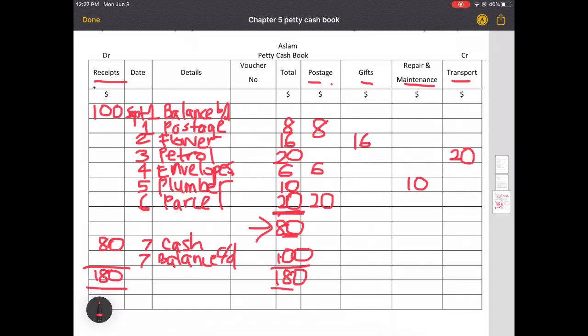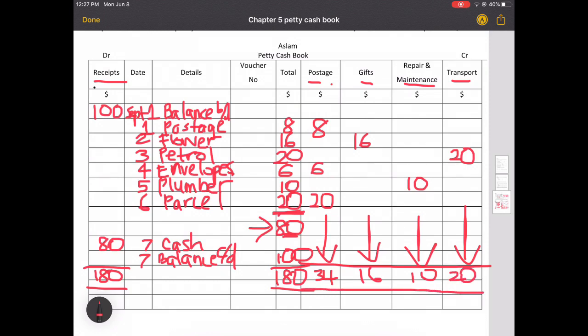So I'm going to close that. But I will also bring down the total for each column here. Here would be 34. Here would be 16, here would be 10, and here would be 20. Why did I do this? Why do I have to bring down the total for each column? So that it's easy for you to check if it's correct. So, for example, to check that your total here is correct, 80, and to also check that all the money you've spent has already been put back in.